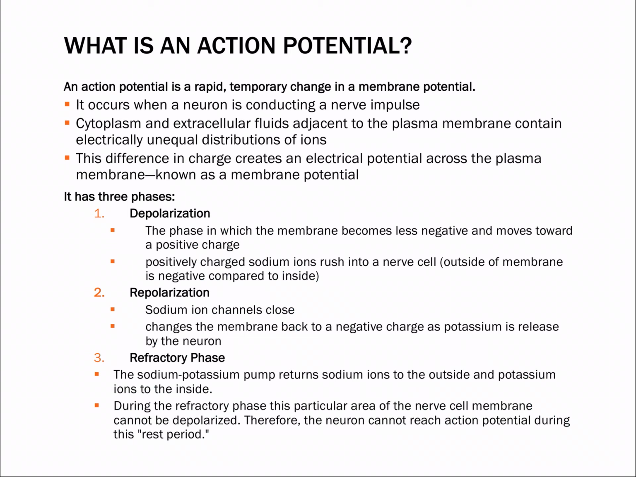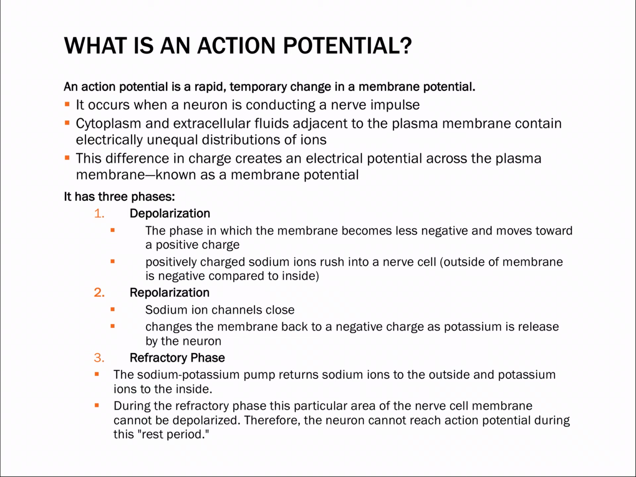I'm not going to get into this too much. If this were an anatomy and physiology course, we would spend more time with it. But you just want to recognize that in an action potential, or the transmission of this electrical potential, there are three phases that take place. Depolarization is where the membrane becomes less negative. In order to get less negative, the positively charged sodium ions are going to go into a nerve cell. So you have to realize that to become less negative, you're more positive. That means more positive sodium ions rush in.